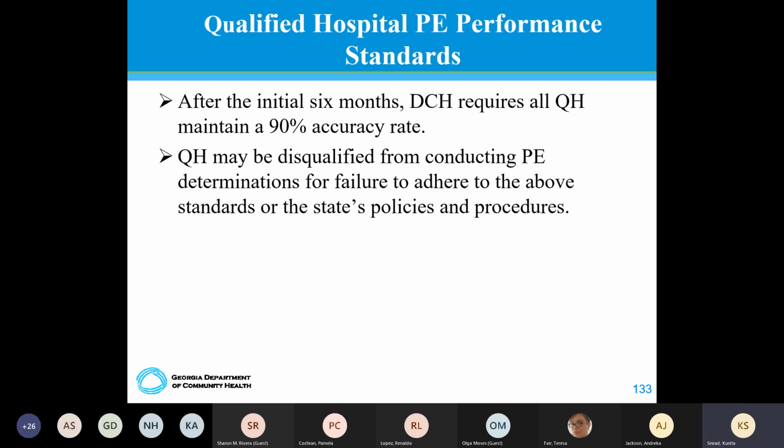At the end of the year, we do an annual report, and that's when you will have to meet your accuracy rate. You should be meeting the accuracy rate every month, but it really counts towards the end of the year. We take an average of the audits that you've completed for the previous year to see if you're meeting that 90% accuracy rate. And like I said, that stands for the hospital themselves and not each individual person.